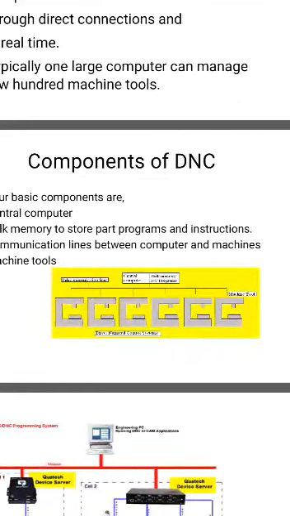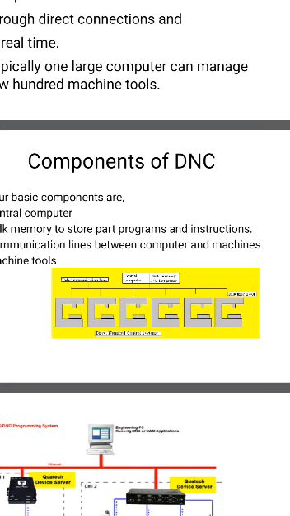So what are the components of DNC? Central computer, bulk memory, telecommunication lines, machine tool. What will the central computer do? It collects and stores the bulk data and sends it to the different machines, telling which machine what to do, so the data is sent to run them. It also receives data from the machines. So in this way it handles two-way information in real time.